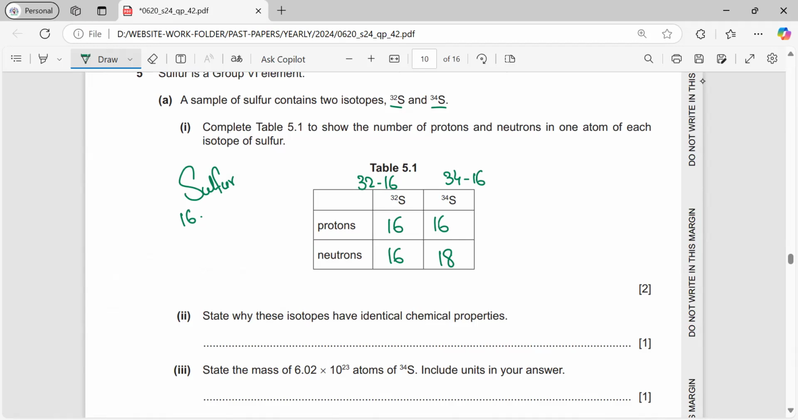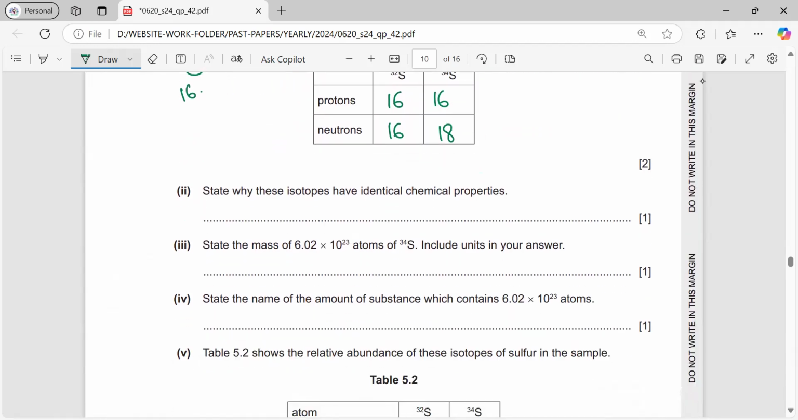Now, the next question: state why these isotopes have identical chemical properties. The chemical properties depend upon the number of electrons. So if the number of electrons in the isotopes is the same, it means their chemical properties are also the same. So why do they have the same chemical properties? Because they have the same outer shell electrons or the same electronic configuration.